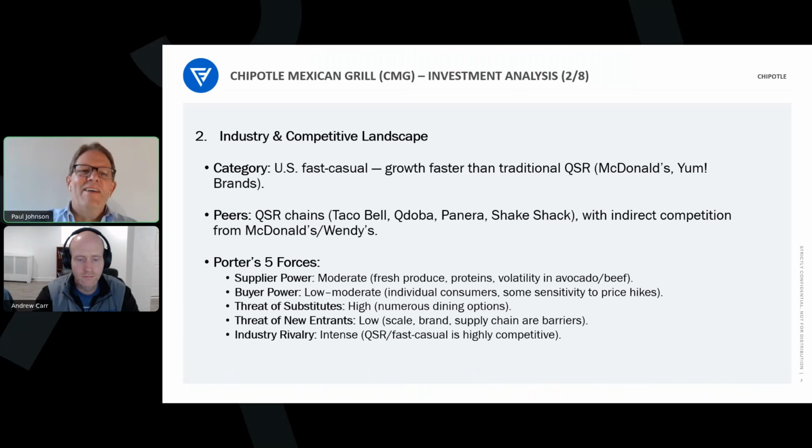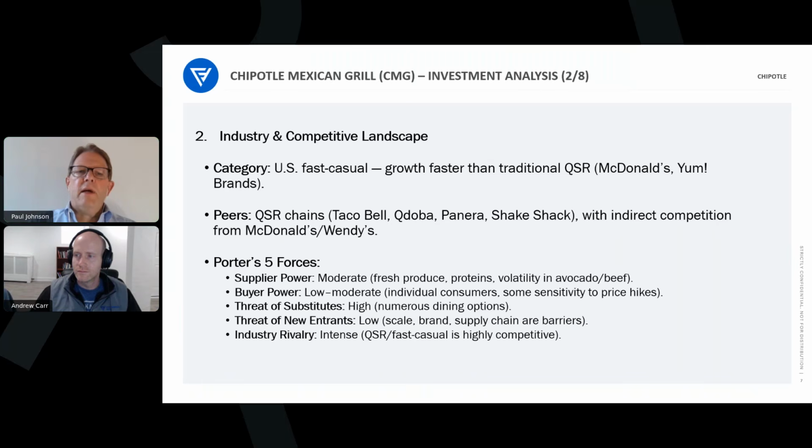You can do that with Google, quick serve restaurants, but they define it here as Taco Bell, Qdoba, Panera, Shake Shack. Now, what's really funny is in a minute, they're going to talk about the quick serve restaurants being Qdoba, Panera, and Shake Shack. So it got this one wrong. Those are your fast casual peers, but Taco Bell and McDonald's are what we call quick serve. So this thing's not 100% correct.